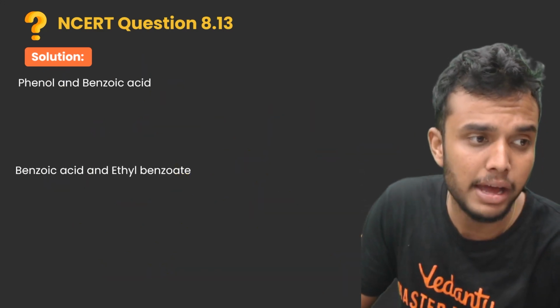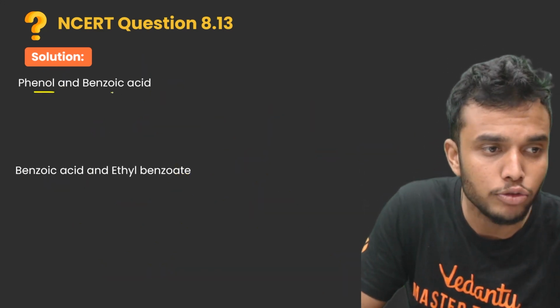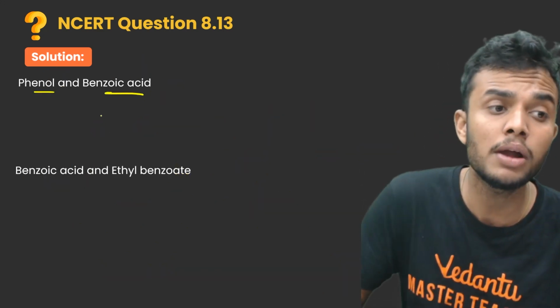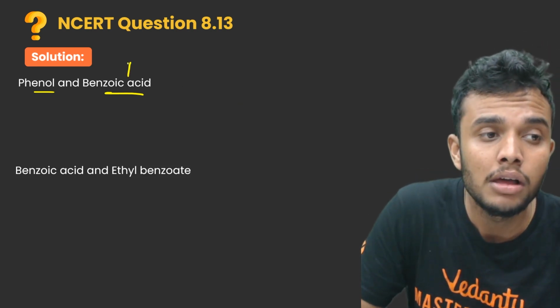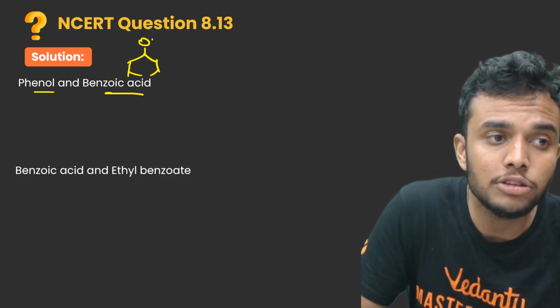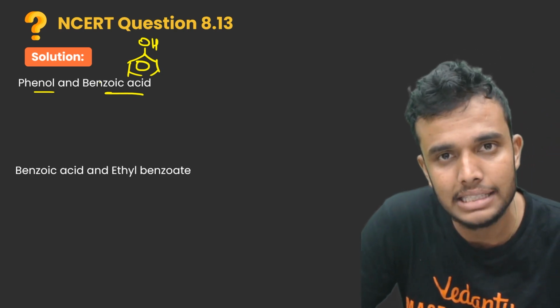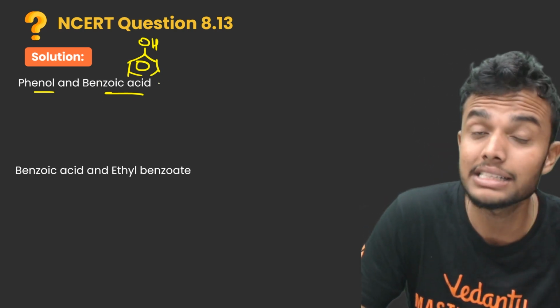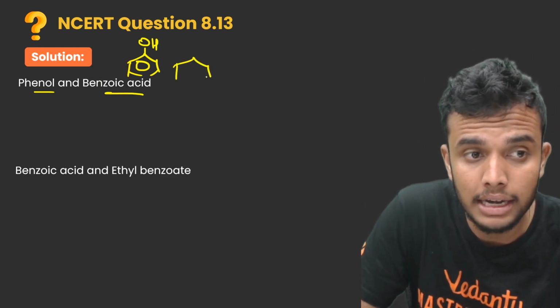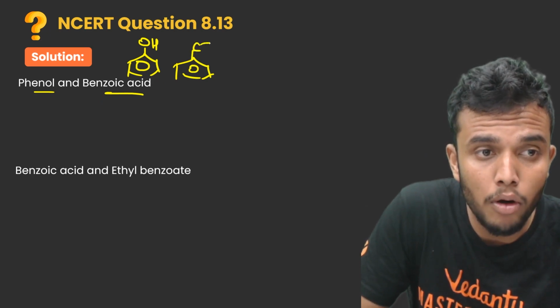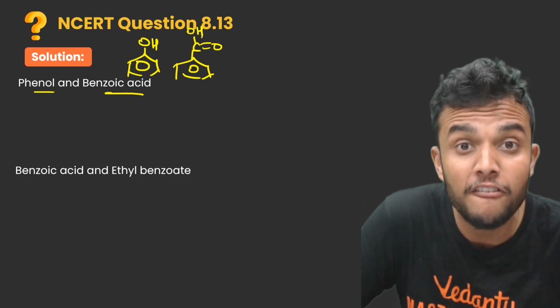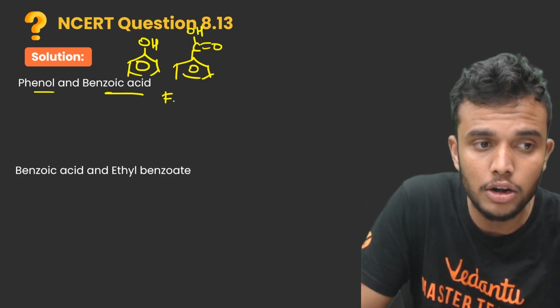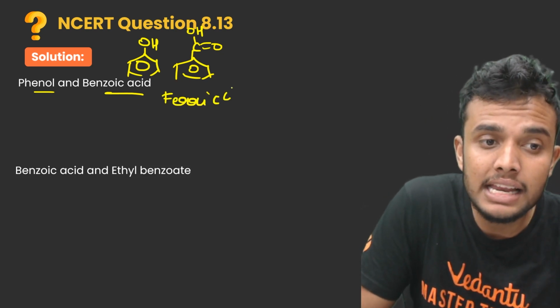Let's move to the next pair. The next pair is phenol and benzoic acid. What is the difference between phenol and benzoic acid? Phenol contains only an OH group, but benzoic acid contains a carboxylic acid group, C double bond O, OH. From which test can we easily identify them, students? From the ferric chloride test.